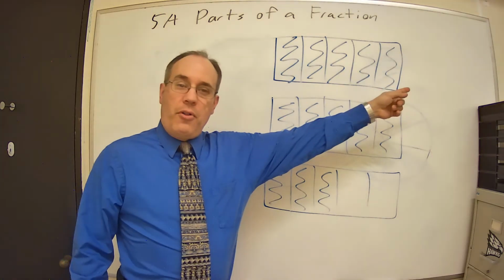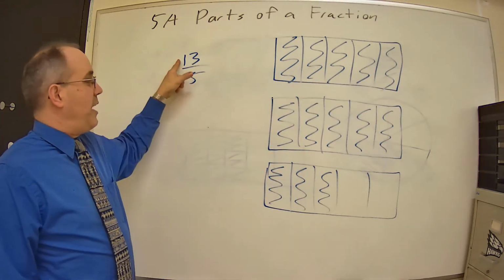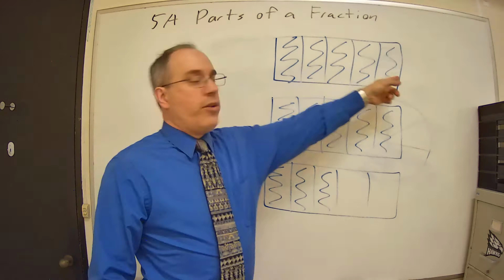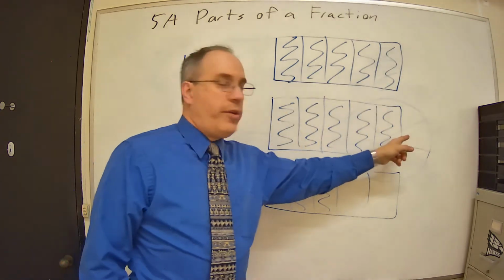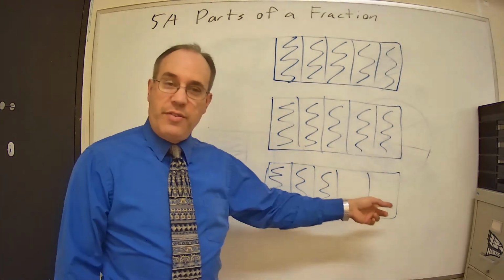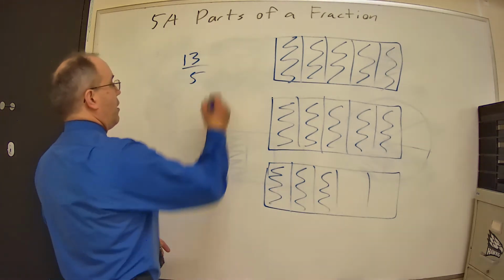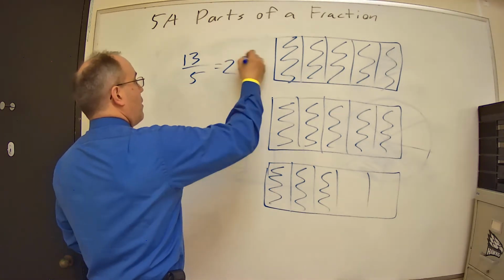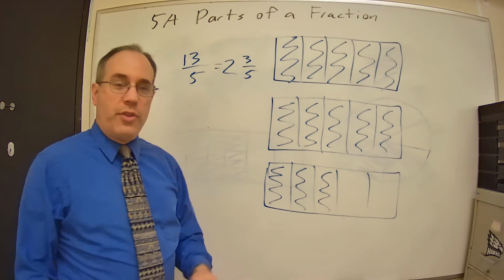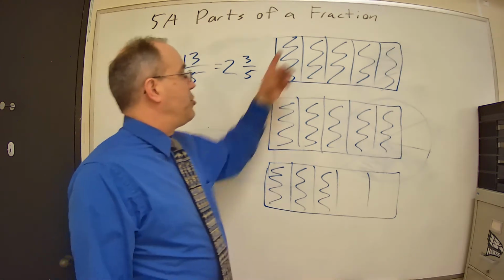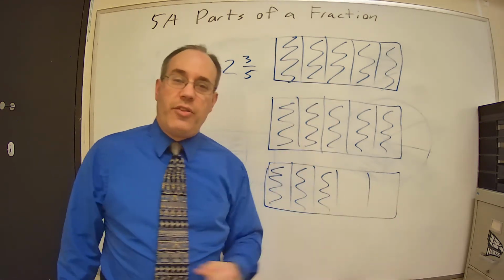5 make up a whole. And I have a total of 13, so I have 1 whole one. I have 2 whole ones. And then I have 3 fifths of another one. That's 2 and 3 fifths. I have 2 whole rectangles and 3 fifths of another rectangle.